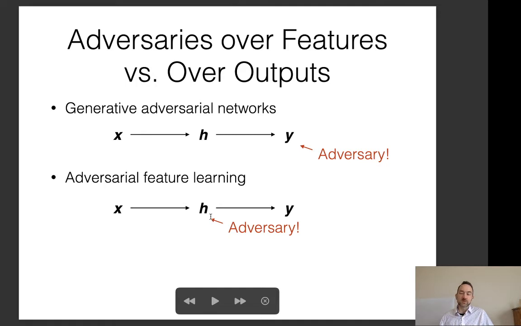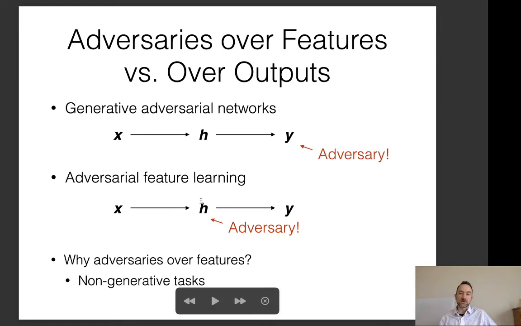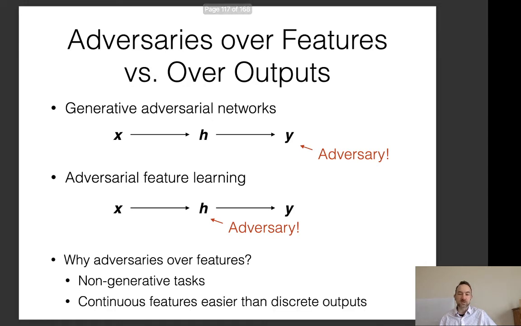And there's a number of reasons why we'd want to do this. For example, non-generative tasks. So if we have just text classification, there might be times when we'd like the features to have a particular trait. So we run this sort of distribution matching over the features to encourage this trait. And another reason is that, as I mentioned before, discrete outputs are hard to optimize over. So we can use continuous features instead.